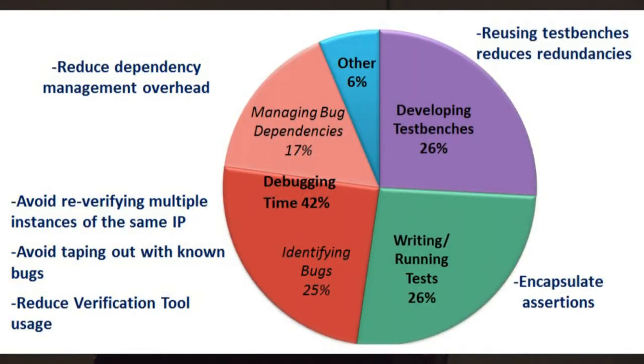Now, if we look at the debugging time, you can see that it's split between managing your bug dependencies and identifying those bugs. And again, that same level of encapsulation allows you to tape out with known bugs. Of course, as Yaron mentioned, sometimes you are going to tape out with known bugs, but at least you know what you're doing, right? You take that risk, and it's a calculated risk instead of a guess.